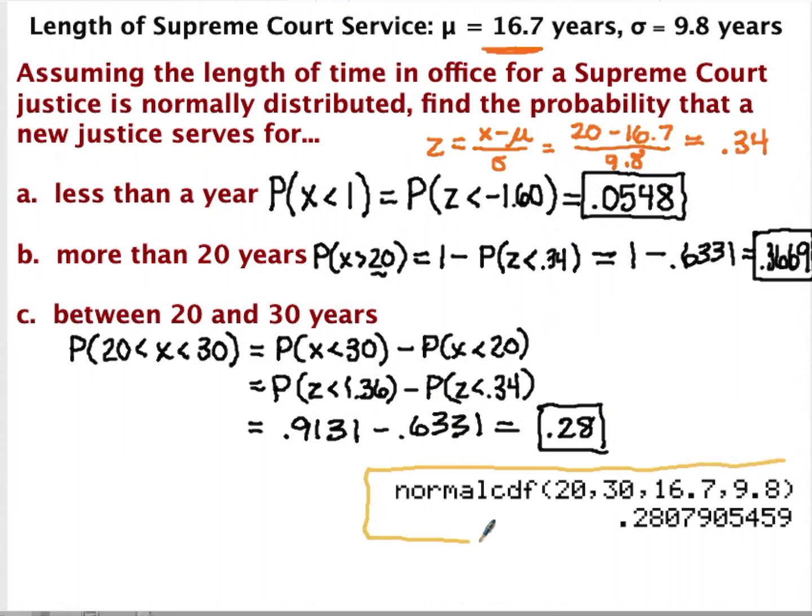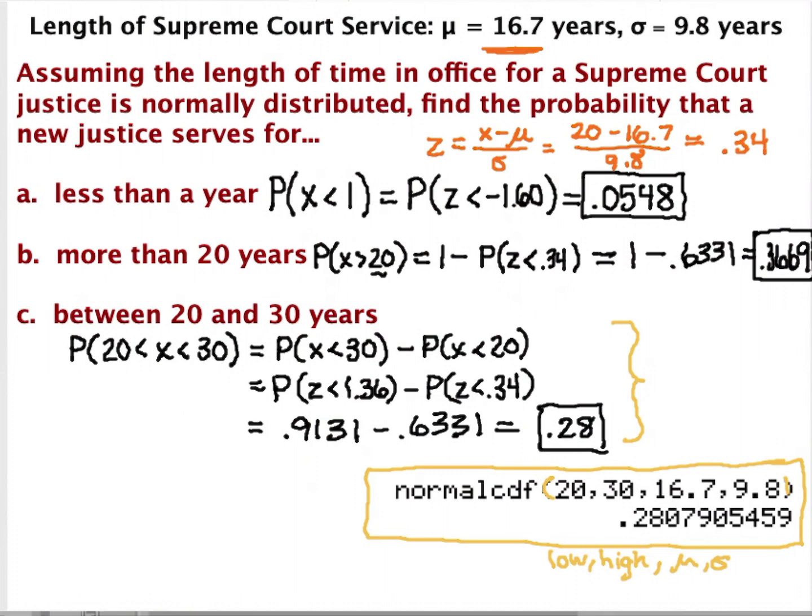And here I have that typed in the normal CDF function of the calculator. Remember, the entries in parentheses are low, then high, so that's where the 20 and 30 come in handy, and then your mean and your standard deviation. I think all of this is kind of a lot of work for one of those in-between ones, so I might default to the calculator for that type of problem too.